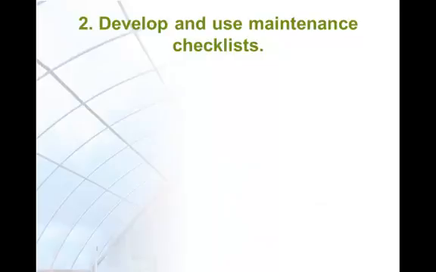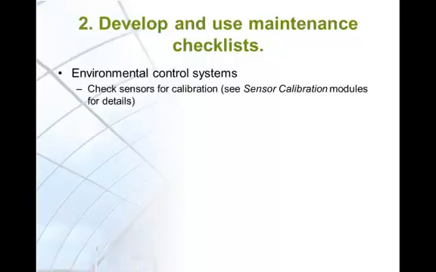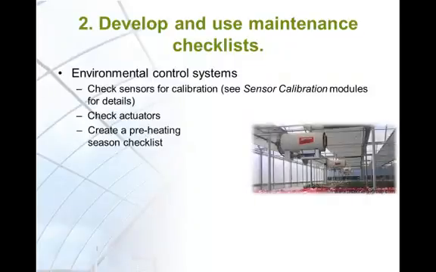The maintenance checklists for environmental control systems include the parts of the greenhouse responsible for maintaining a suitable environment for plants. Sensors should be checked for calibration. Details on sensor calibration can be found in the sensor calibration modules. Actuators, such as motors, pumps, valve solenoids, mixing valves, are the moving parts that trigger control actions and must be maintained. It is a good idea to create a specialized preheating season maintenance checklist.